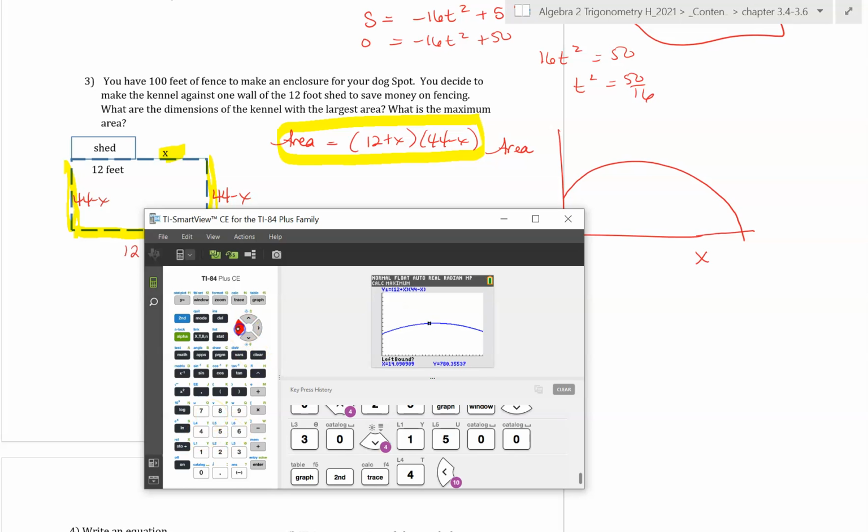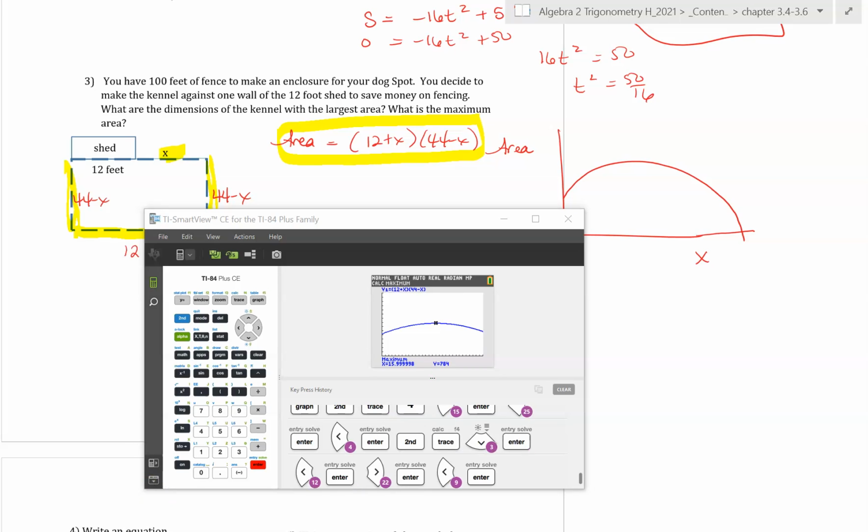Go left of that maximum value. Go to the right of the maximum value. And actually, the other window would have worked fine, just as long as we can see the vertex. And then back up. And the maximum is, so when x is 16, y is 784.